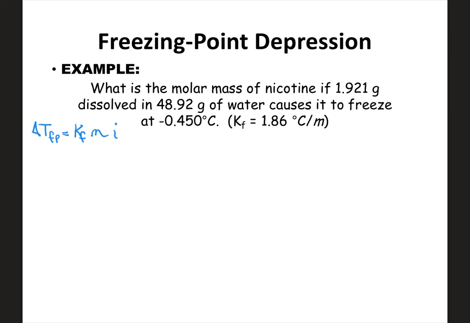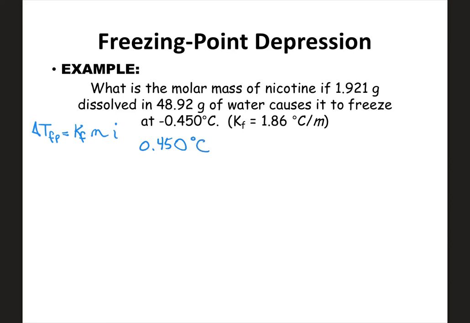All right, so we're going to need to plug in here the change in temperature of the freezing point. It tells us in the problem, water is now freezing at this new temperature. Well, the normal freezing point of water is 0. So our change in temperature of the freezing point is going to be 0.450. Be careful here. We're not going to put the negative in the problem because that wouldn't work. That would give us a negative molality. You know that the reason why it went lower is because the freezing point always drops when you're dissolving a solute in a solvent. So that is our change in temperature here of the freezing point.